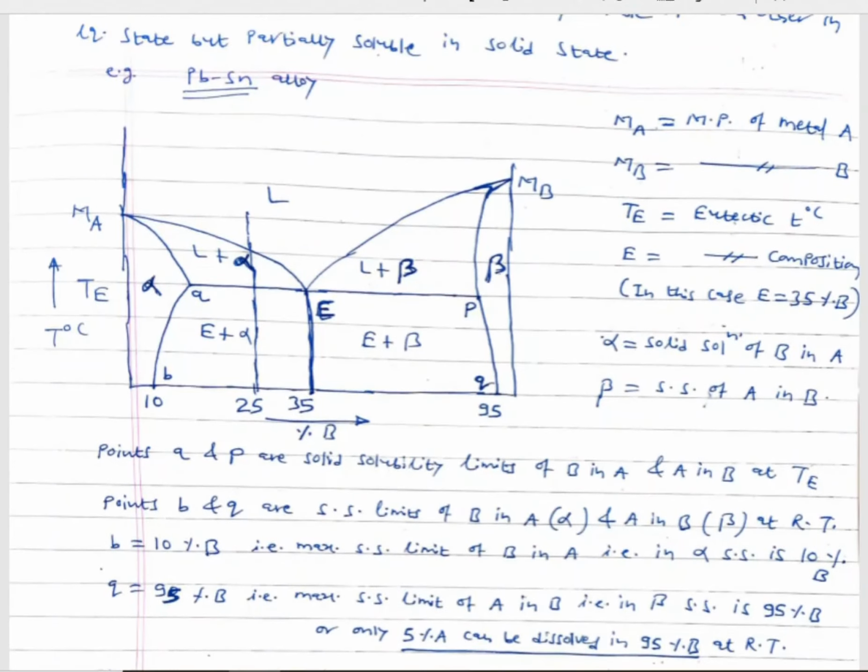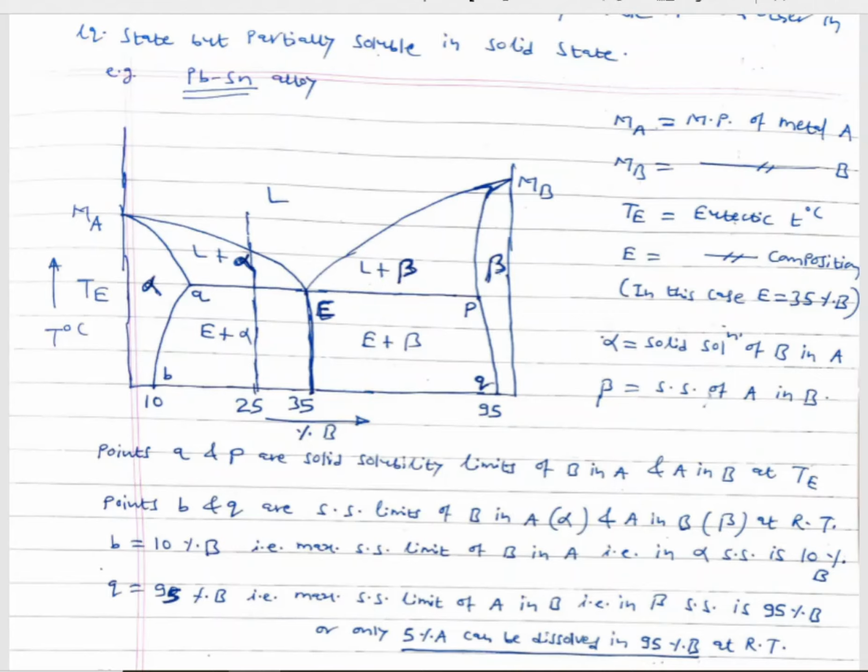So alpha is the solid solution of B in A, because B is in minority and A is in major amount. 10% B in 90% A, 30% B in 70% A, like that. Beta is the solid solution of A in B. So here A will be in less amount and B will be in higher amount.